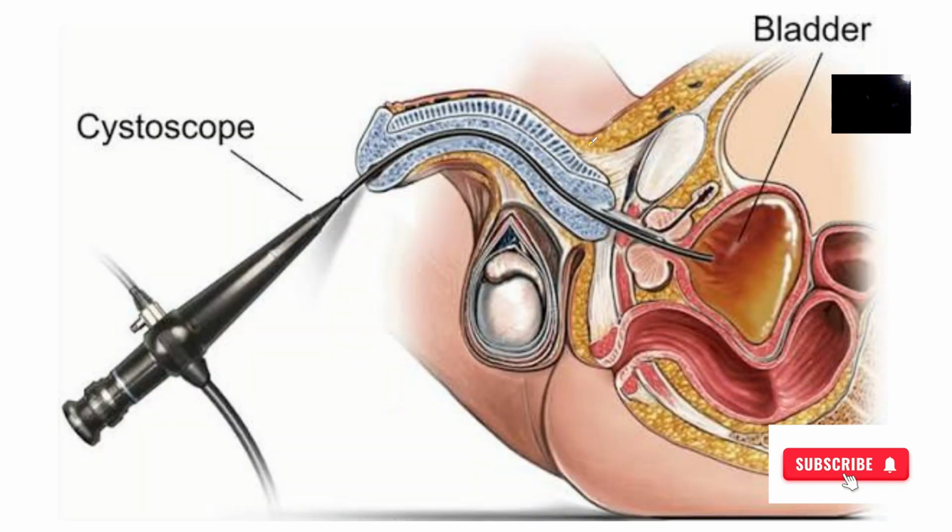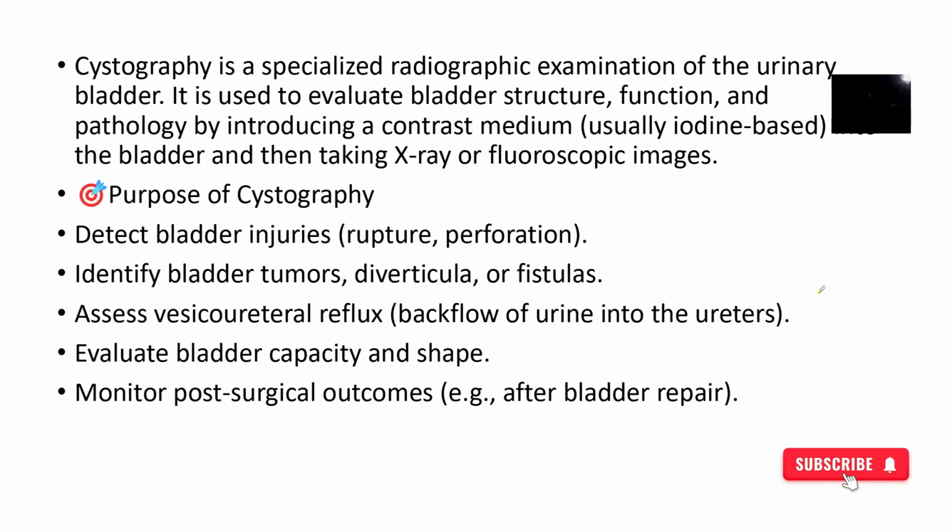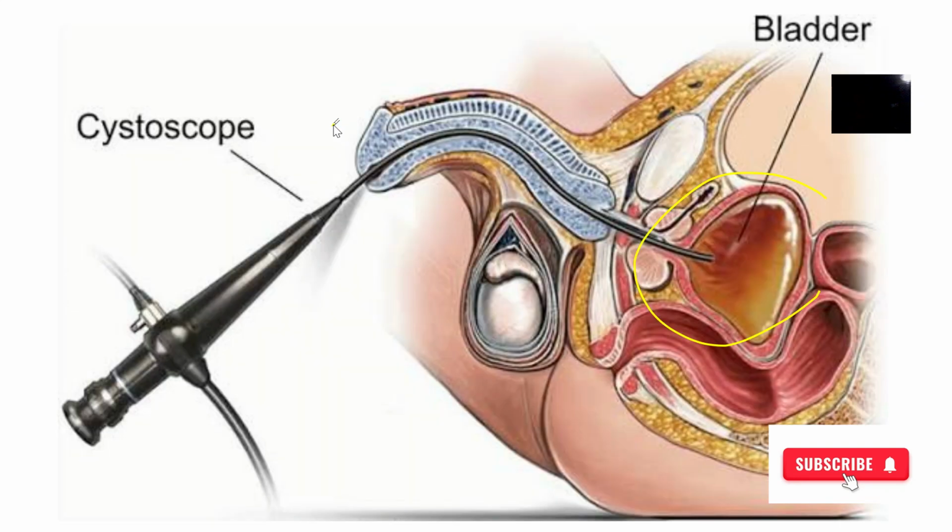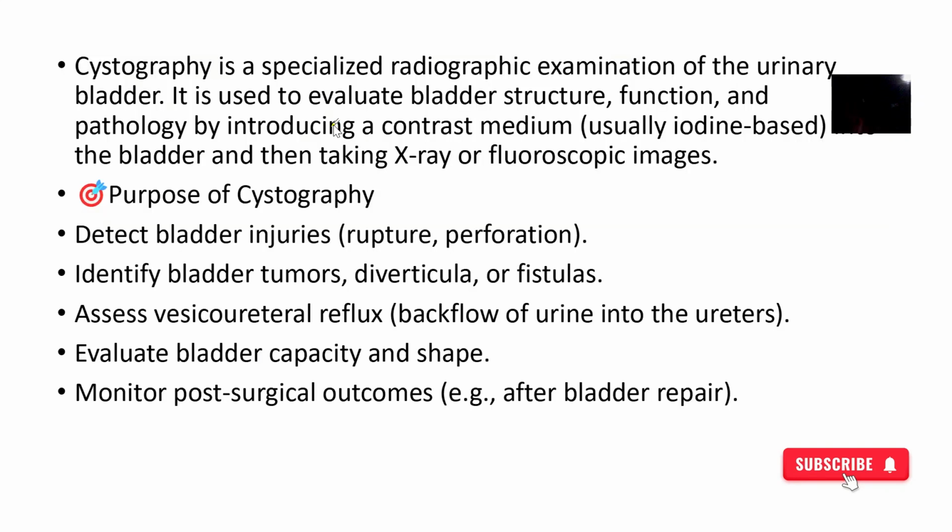So anytime you hear cysto, just in medicine, okay, just know that it's having to do with bladder. To me, that's how I try to grab all these words. Anything: cystitis, cystoscope, which is for bladder, a lot of things. So it's also a specialized radiographic examination of the urinary bladder. So they use it to evaluate the bladder structure, how the bladder is functioning, if there's a disease condition in the bladder, several things. Do you understand?